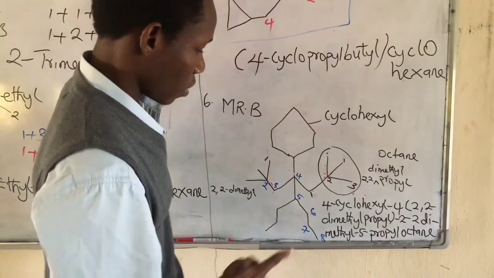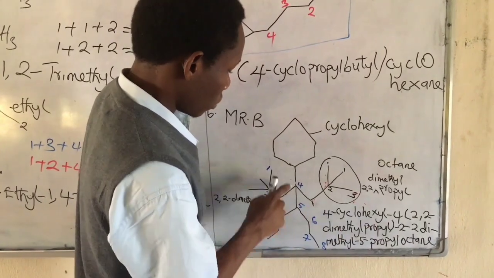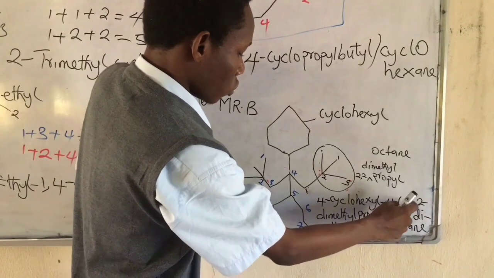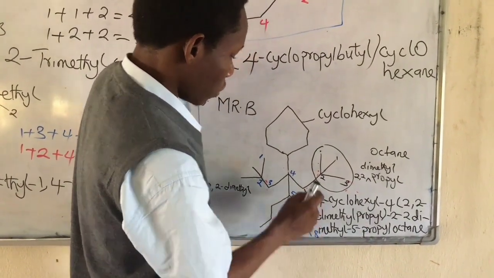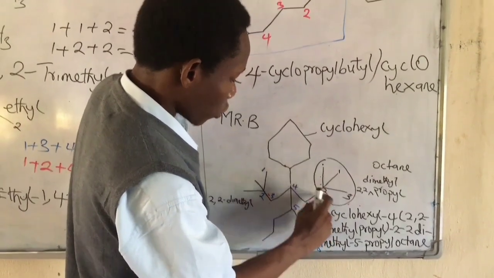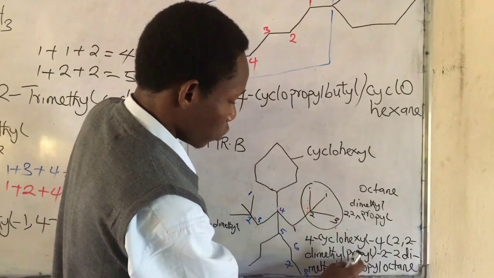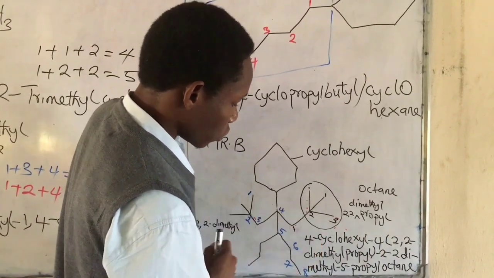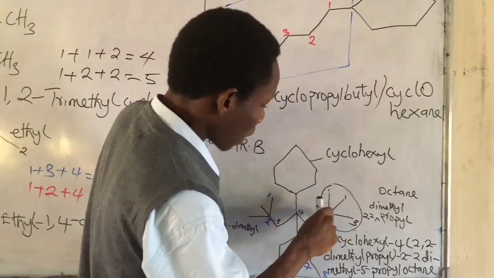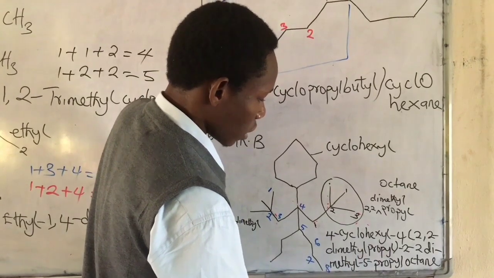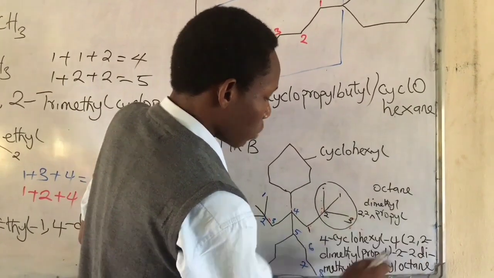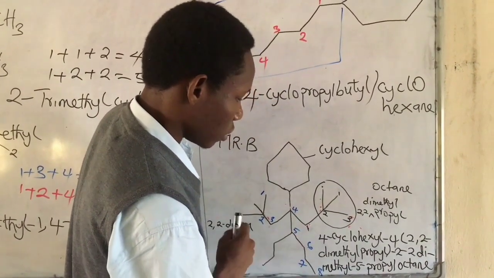Let's explain this again. We have 4-cyclohexyl. This cyclohexyl substituent is on carbon 4. We have 4-(2,2-dimethylpropyl). On this carbon 4 we have a substituent. And what is the substituent? 1, 2, 3. Propyl substituent. On this propyl substituent we have 2 methyl. We have 2 methyl group on what? Carbon 2 of the propyl substituent. And that is why we said 2,2-dimethylpropyl. This 2,2-dimethylpropyl is on carbon 4 of the longest chain.